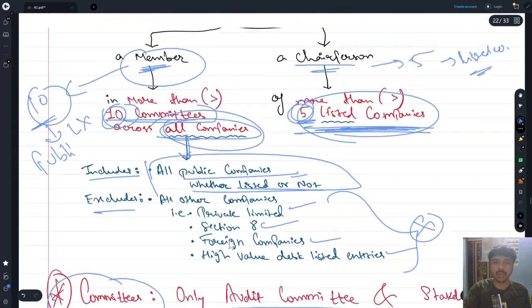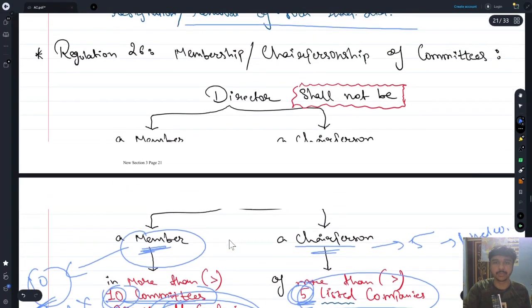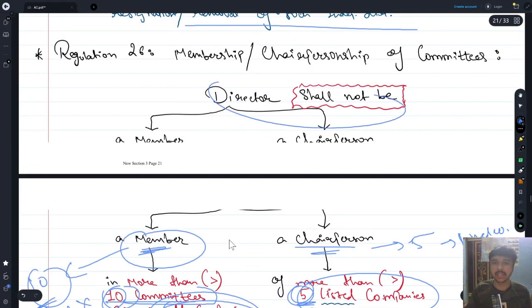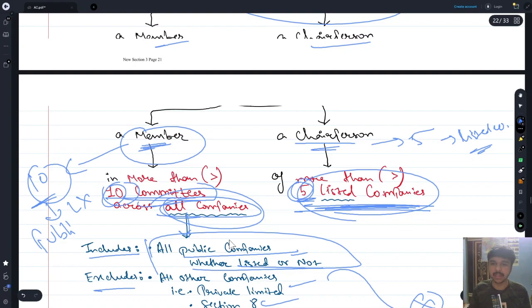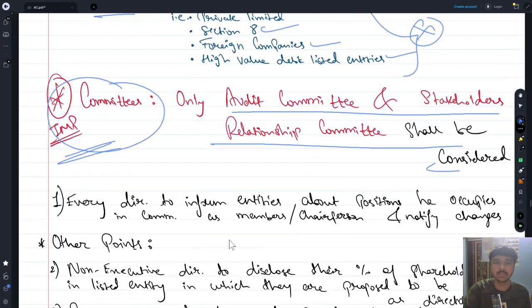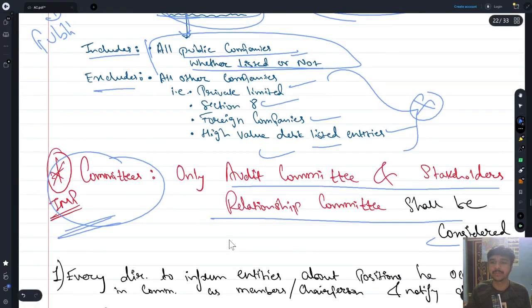when I was talking about this, that is here, that a director shall not be a member or chairperson in more than 10 committees, 5 listed committees for chairperson. So what do these committees mean? These mean only audit committee and stakeholders relationship committee. This did not mean any nomination remuneration committee. This did not mean risk management committee. No, only audit committee, only stakeholders relationship committee.